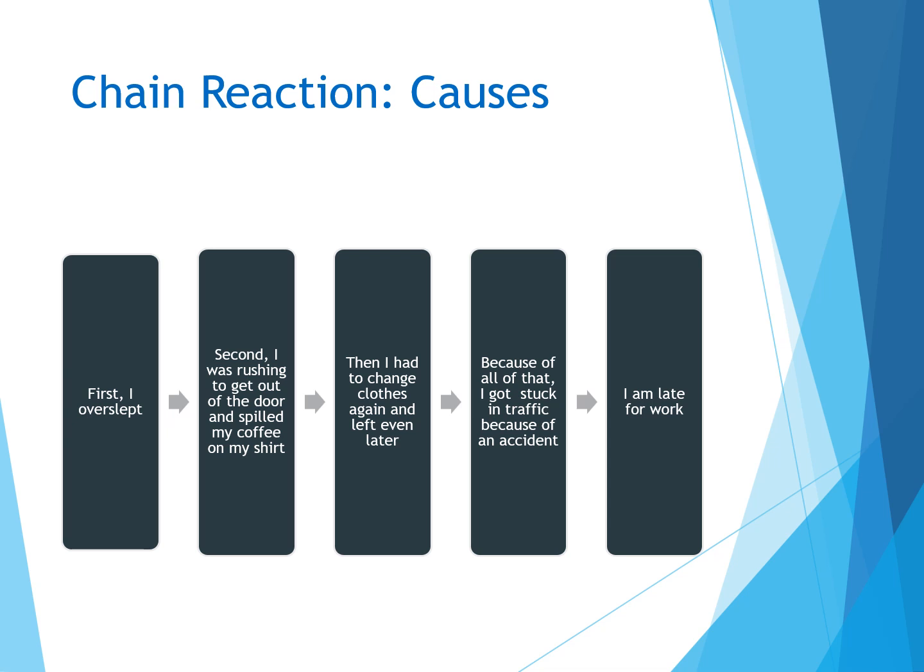Now, when I'm talking about a chain reaction, here's an example. Here's one that sort of shows how. First, I overslept. So that was sort of the prime mover. That was the first cause. So because I overslept, I was rushing to get out of the door, and I spilled coffee on my shirt. Then I had to change clothes and leave even later. And because of all of these things, I got stuck in traffic because of an accident, and then I'm late for work. So again, think of these as kind of like dominoes. One falls and knocks over the next, which falls and knocks over the next, etc., etc.